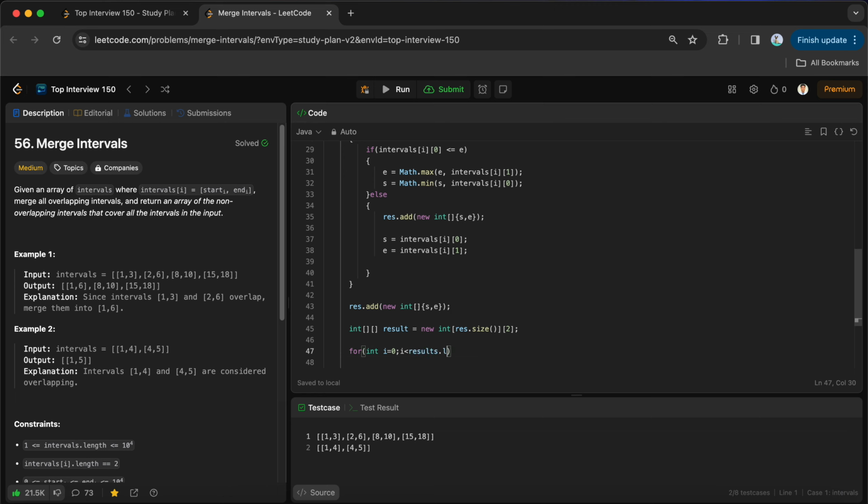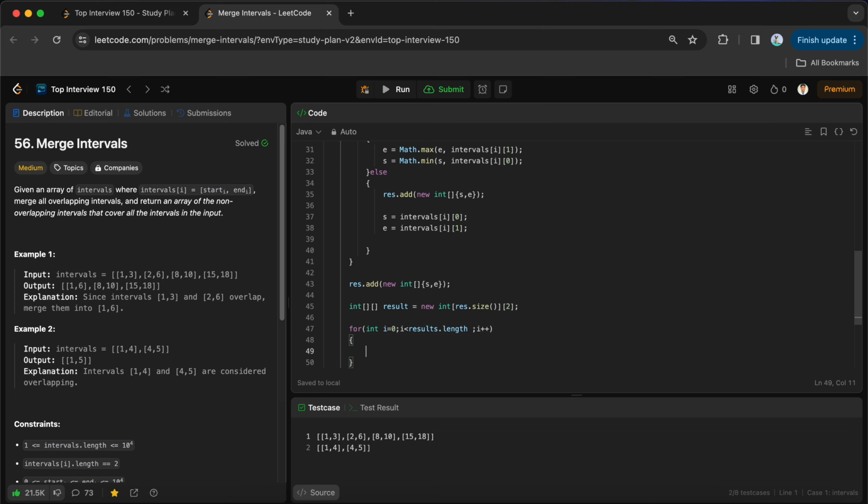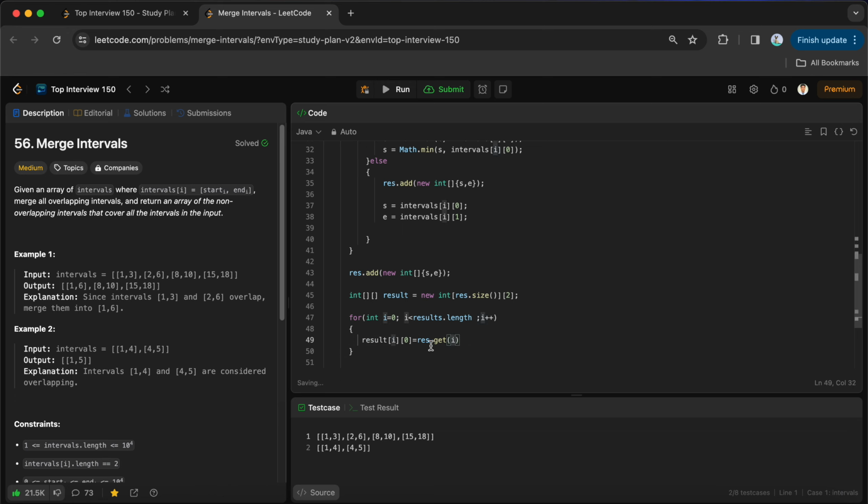Results dot length. So in this way I will return the type of data our return type wants. So in the result, at I and 0, what I have to store is result dot get I. Okay, it will return the array, then 0 data here.